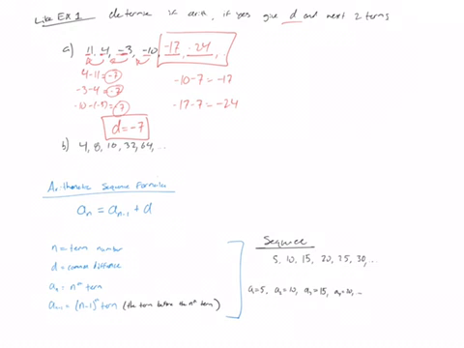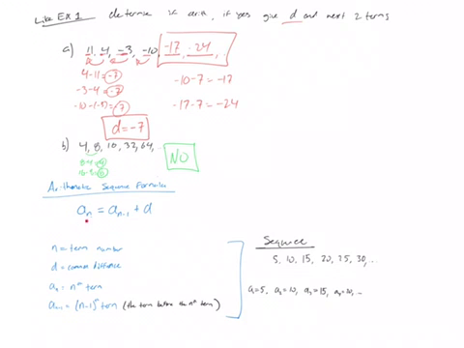Alright, now what about this next one here? Let's see. I'm going to say 8 minus 4 is equal to 4. I'm going to say 16 minus 8, that's equal to 8. And so I don't even have to keep going, because do those have a common difference? No. So is this an arithmetic sequence? No, is my answer.